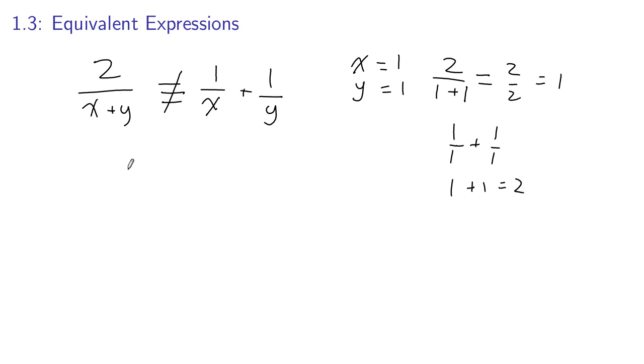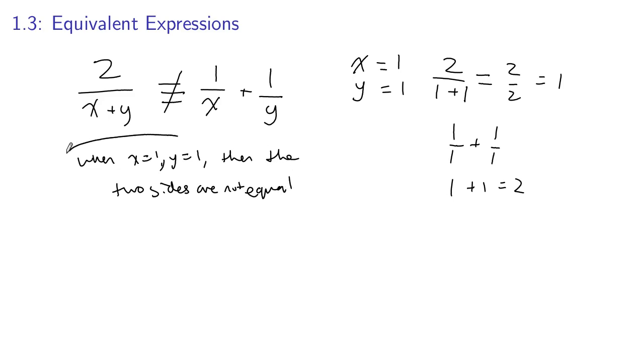So to show that they're not equivalent, all we need to show is that when x is 1 and y is 1, then the two sides are not equal. There's your counterexample, and here's why. This is the work I want to see, but it's not really part of the answer. But I do need to see it to know that you actually proved it.